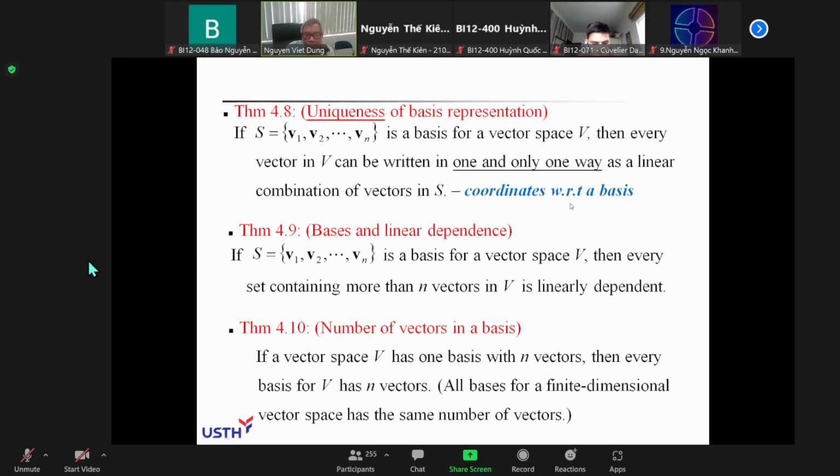Then here are some properties for basis. Suppose that S equal v1 up to vn is a basis for a vector space V. Then any vector inside V can be written in one and only one way as a linear combination of vectors inside S. That property is very important because with that, we will define the notion of coordinate with respect to a basis that we will study by the end of today or maybe next week.